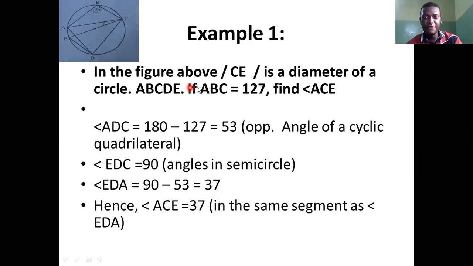So, if angle ABC is equal to 127 degrees, find angle ACE. Find angle ACE. So look at the angle we're actually looking for. Follow my cursor, ACE. That's this double marked angle. That's what we're looking for.